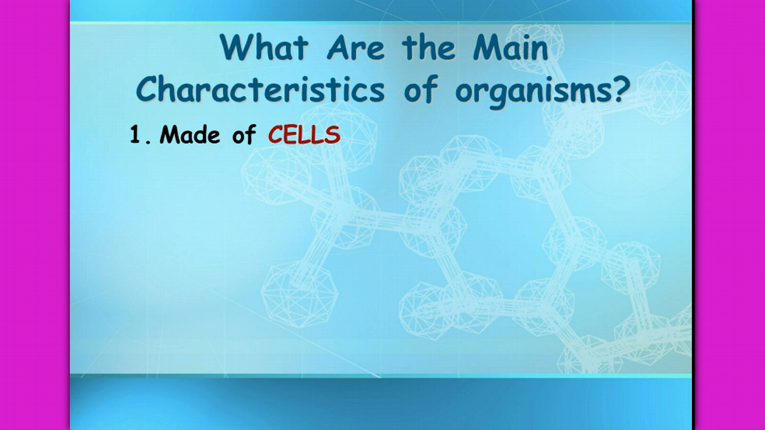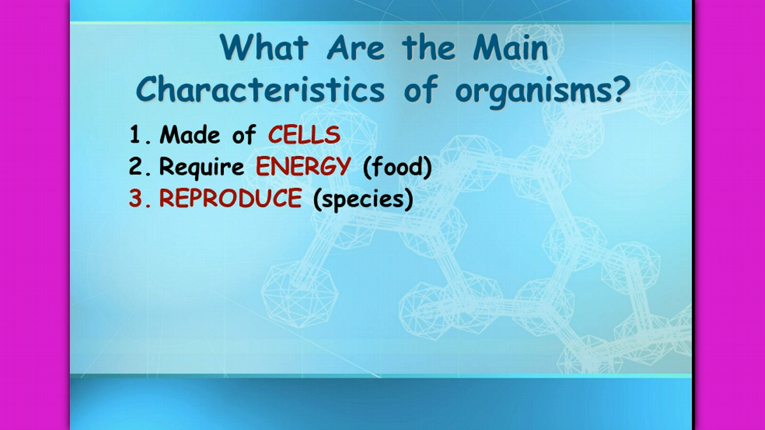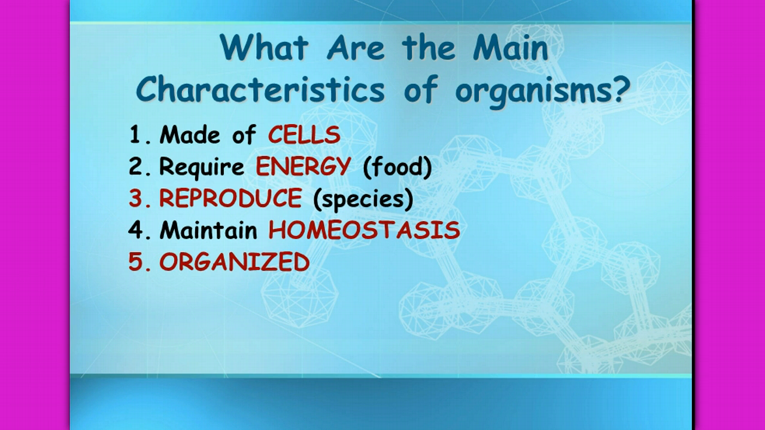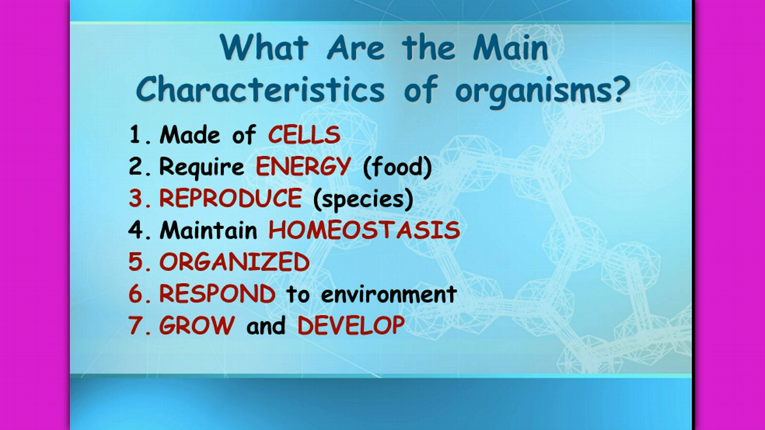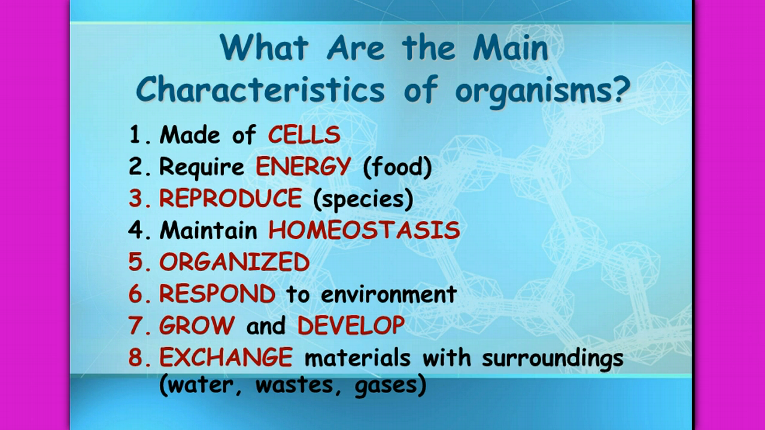Anyhow, we know that all living things are made out of cells. We also know that in order to identify a living thing requires energy or food. They reproduce. They maintain what we call homeostasis, or an equilibrium, or balance with the external environment. We know that they are organized. We know that they respond to the environment. We also know that they grow and or develop. And one of the last things is that they exchange materials with their surroundings, whether it's water, wastes, or even gases.